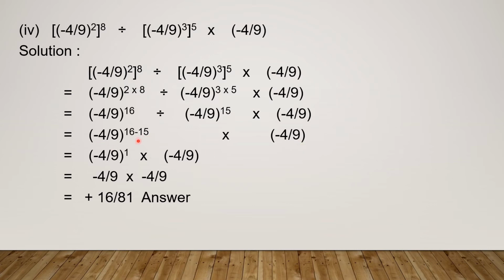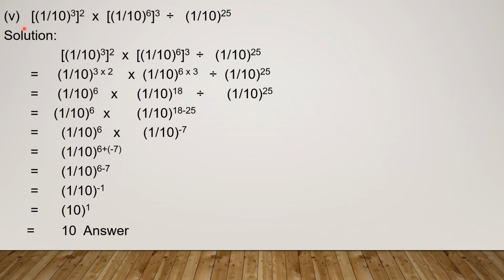Now subtract them. 16 minus 15 is 1. 1 means we can write minus 4 by 9 as it is, because if there is no power, there is power 1. Now students, simply multiply these two values. Minus will multiply with minus, we get plus. 4 4s are 16 and 9 9s are 81. 16 by 81 is our answer.